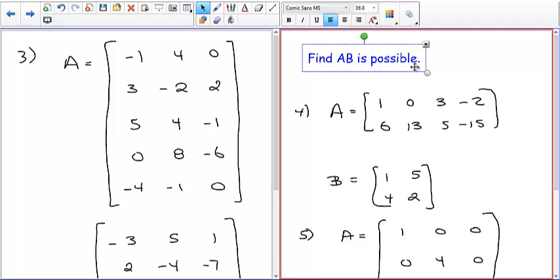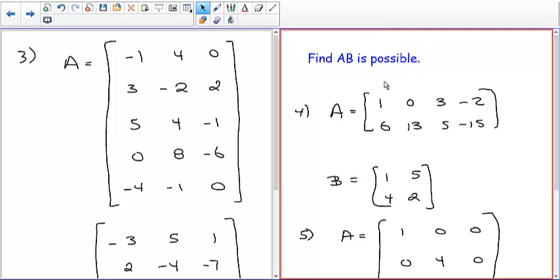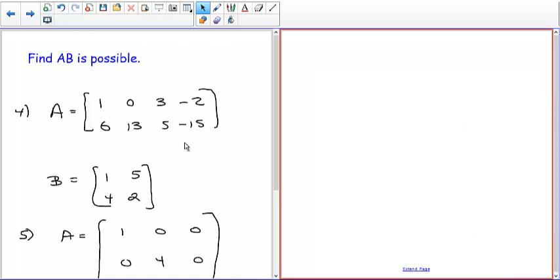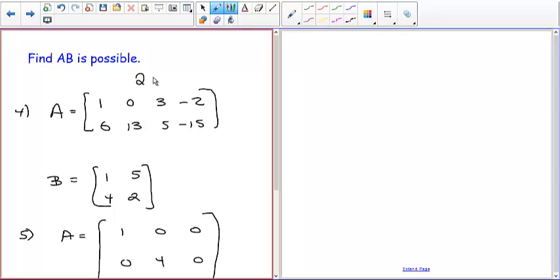Now the next thing we're doing is multiplication. Now multiplication, they don't have to be the same dimensions, but they have to be such that, you specify the dimensions of a matrix by the number of rows times the number of columns. So this is a 2 by 5 matrix. This is a 2 by 2 matrix.